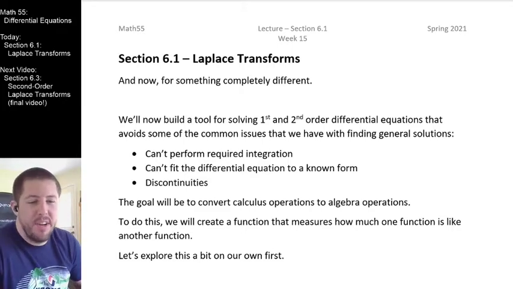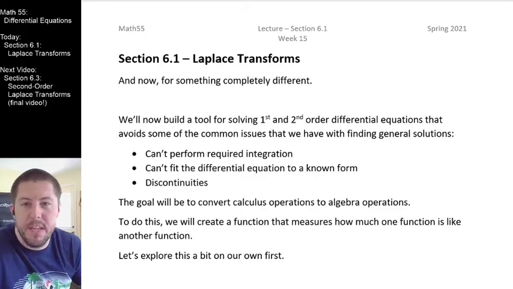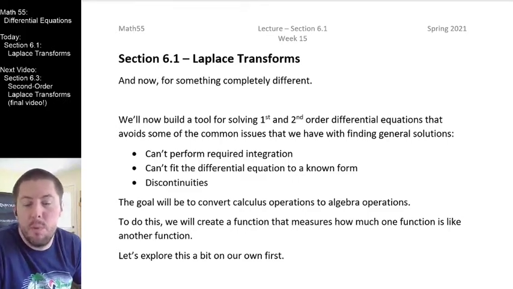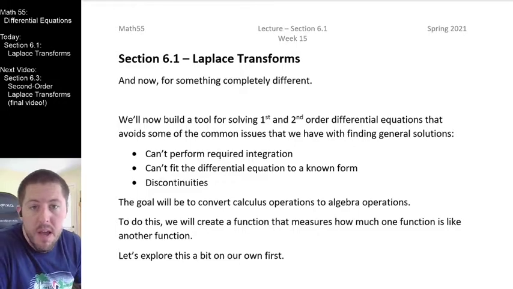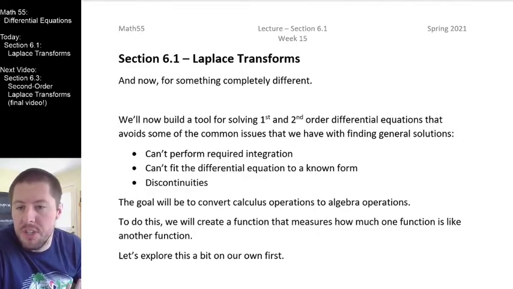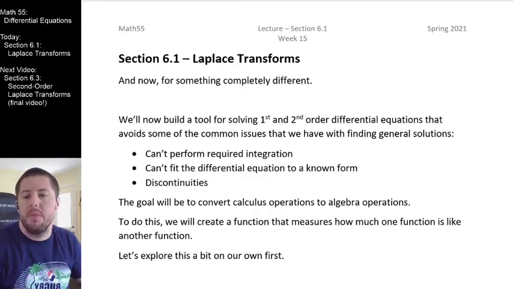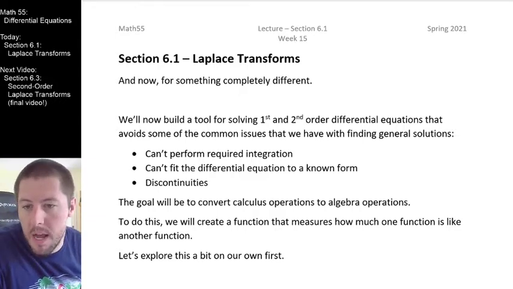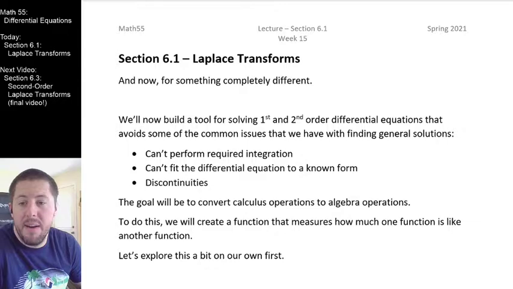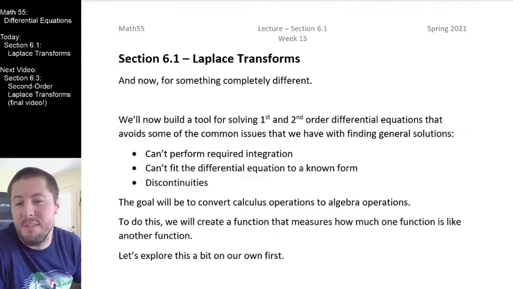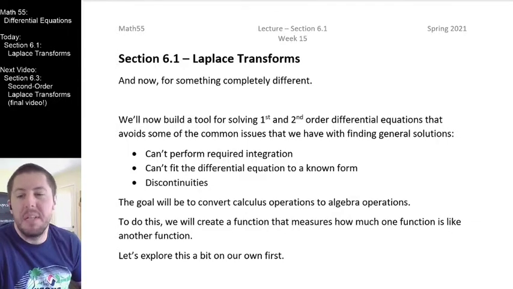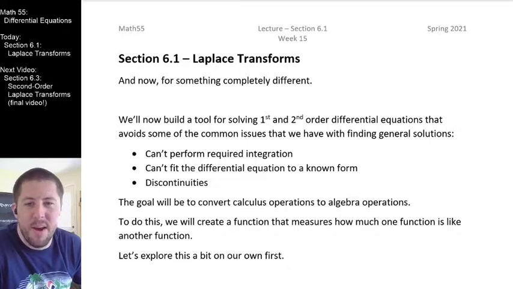I am making this video here on Saturday, May 1st, and today we're going to talk about section 6.1, Laplace transforms. This is going to be our final chapter that we're covering this semester here. We're going to look at 6.1 and 6.3 as our two sections exploring Laplace transforms a little bit. And what you're going to see is that the stuff that we're going to cover this week is completely different than everything that we've looked at otherwise this semester.